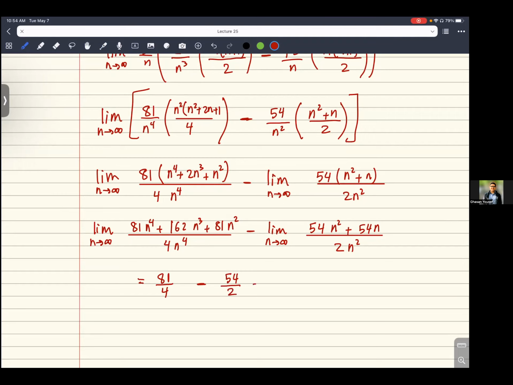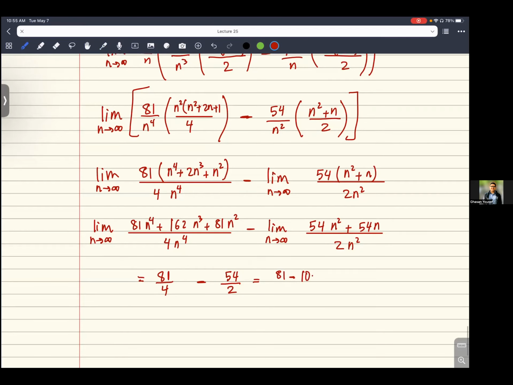And the answer will be, multiplying the second fraction by 2 over 2, 81 minus 108, over 4. Negative 27 over 4. Exactly, negative 27 over 4, and if you want to use decimals, this is the same as minus 6.25. So this is the value of the integral.